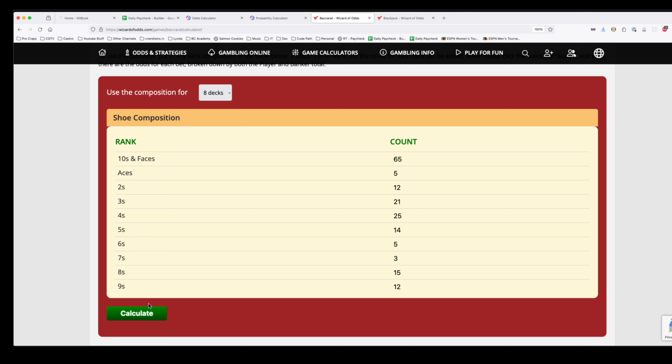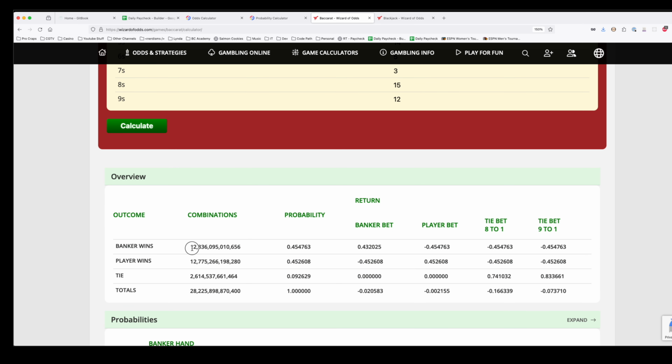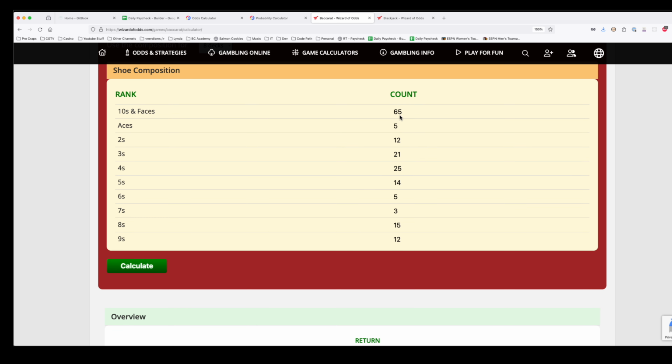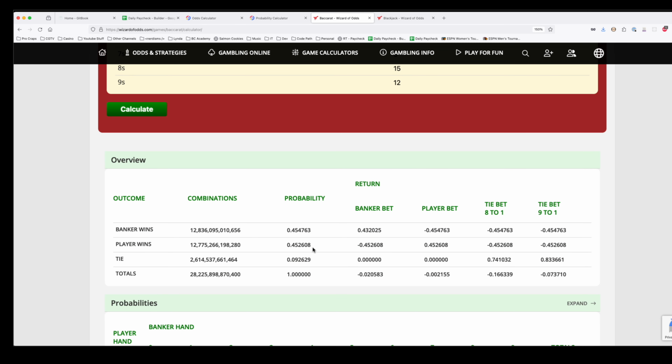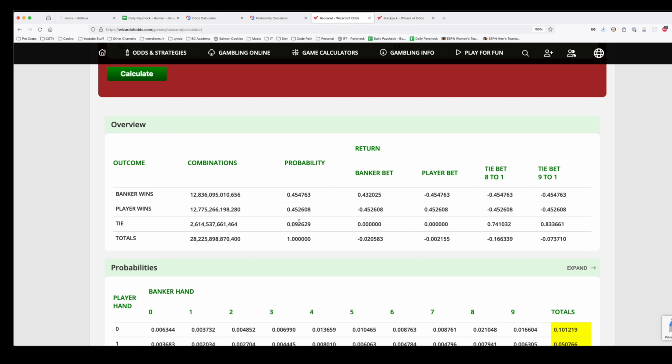Here's what's left in the shoe, calculate it out, and you'll see the number of combinations goes down quite a bit, and the probability has compressed a little bit. See this here? Because we changed the card count, the probability of player to banker has compressed to where it's almost 50-50. Okay. So there is the chance for you to count cards in Baccarat and gain, I don't want to call it an advantage, but get a shift in the odds from what they were by default to what they could potentially be based on shoe thickness.